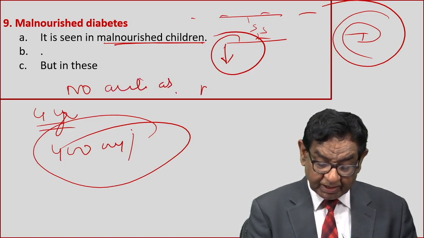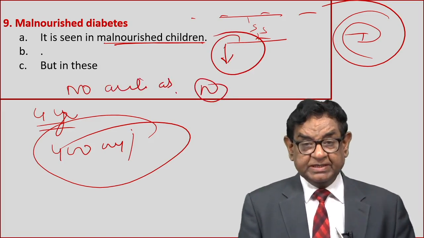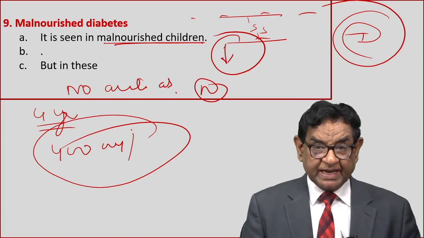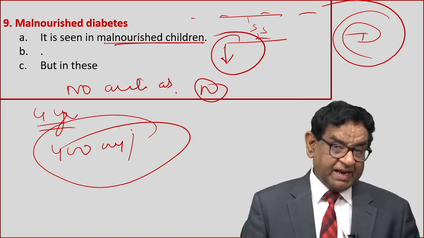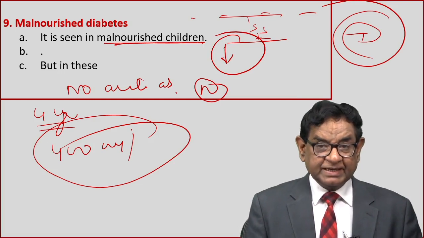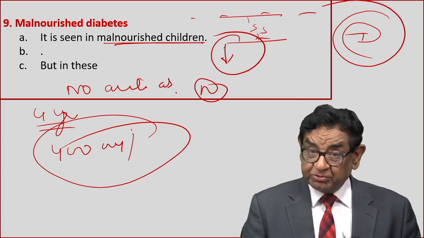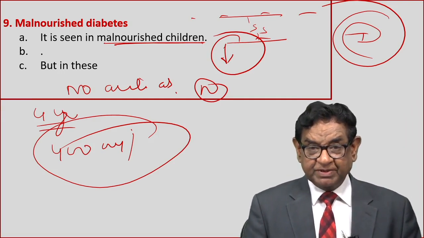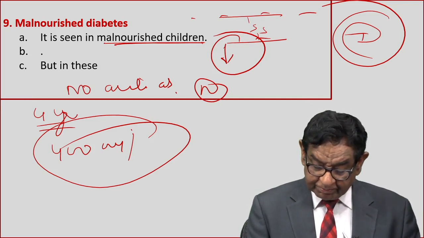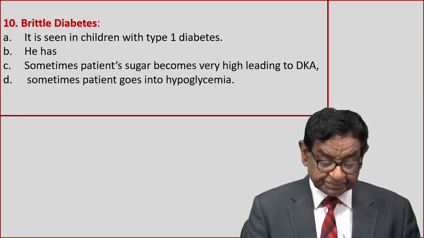Beta cells are normal. And how to treat this case? Simple, give good calories and good protein. This is so-called malnourished diabetes. So in a nutshell, there is reduced insulin without destruction of beta cells, due to low protein and amino acids in the blood.